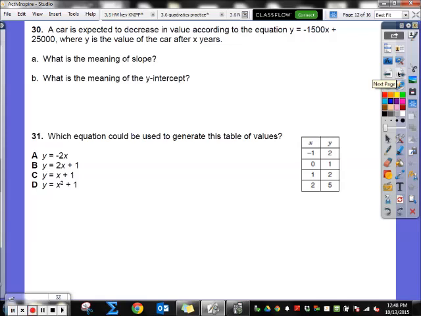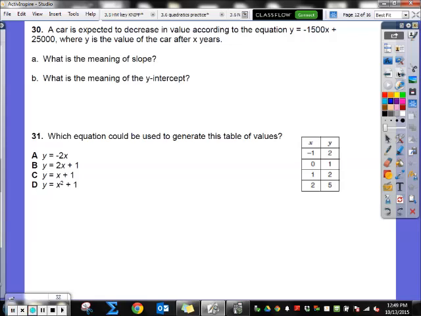For 30, a car is expected to decrease in value according to the equation y equals -1500x plus 25,000, where y is the value of the car after x years. And you can write this on your paper. I'm just going to talk through the answer. For A, the meaning of slope, well, that's negative 1,500. That's how much the car decreases in value every year. So the car decreases $1,500 in value every year. The meaning of the y-intercept, the word I like to remember for y-intercept is the initial value or the starting point. So the $25,000 would be the amount the car cost whenever it was purchased.